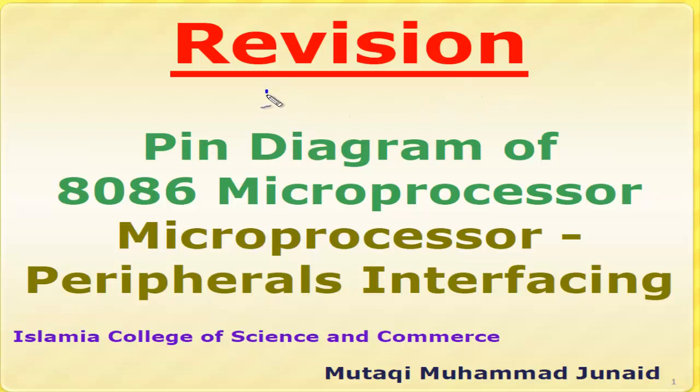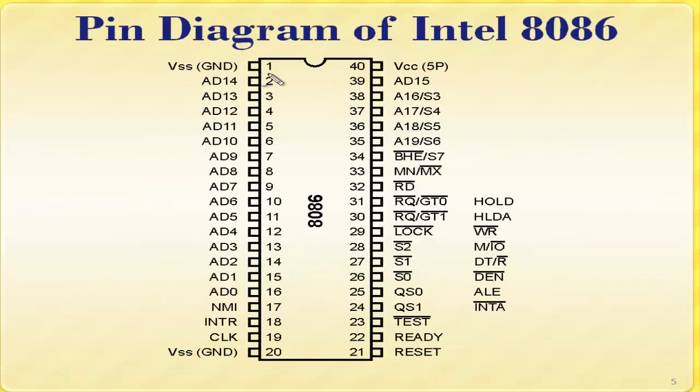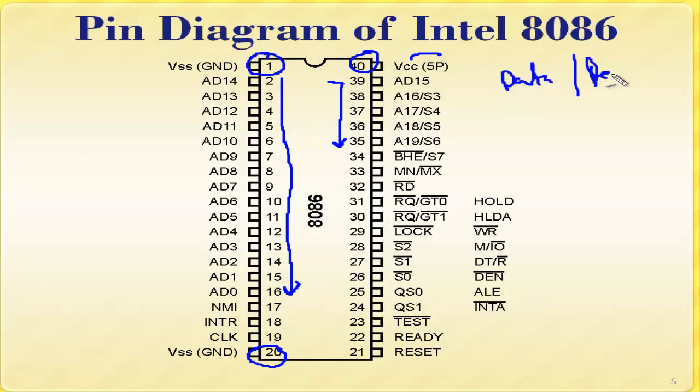Dear students, this is lecture 2 of the revision class for the 8086 pin diagram, and also we talk about the peripheral interfacing of the 8086 microprocessor. Now, what we have done so far, we have seen pin 1, which is ground, and pin 20, which is ground, and then pin 40, which is for the voltage, and then pins 2 to 16 and also 39 to 35. These pins are either used for data or addressing.